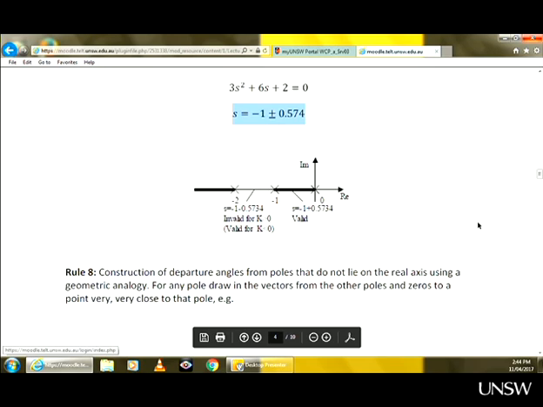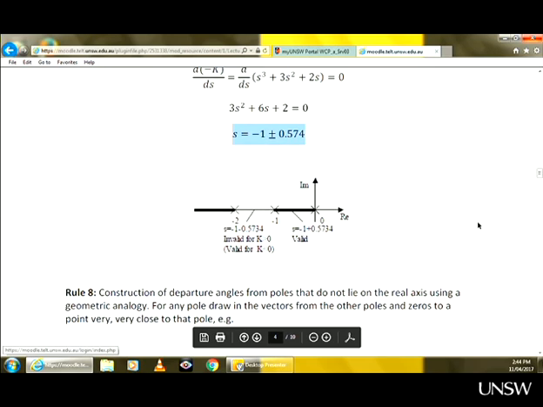And the final rule is departure points, or departure angles. So when you have a pole on the real axis, it's very easy to determine in which direction the root locus moves. It either moves left or right. Whether it moves left or right depends on which segment of the real axis belongs to the root locus, or contains root locus. So in this case, it's only natural that it moves to the left.